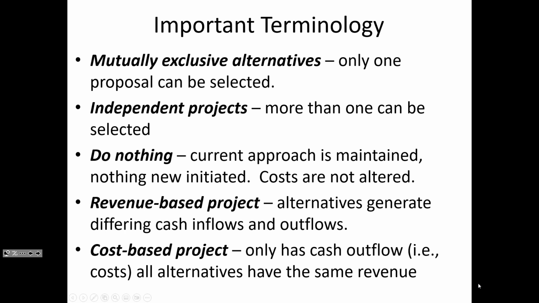Some of the alternatives that we can decide from will be alternatives that generate additional revenue for us. Those revenue-based projects are going to have both inflows and outflows, whereas cost-based projects, which are typically undertaken in the public sector, would only have expenses. They may not have revenues coming in, or they may have just negligible revenues, but they have different outflows.